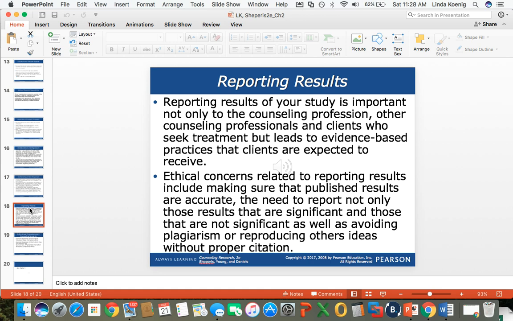Sometimes folks want to report only those things that were found to be significant, and we don't want to do that. We want to report things that were found to be not significant as well. One of the reasons that we do that is because finding something's not significant also increases our knowledge about what things are not related, and that's important information to have. We also want to avoid plagiarism, and we don't want to reproduce other people's ideas without citing them.